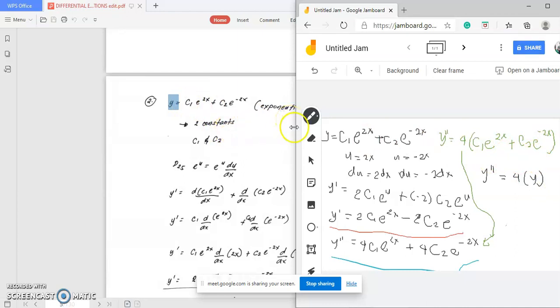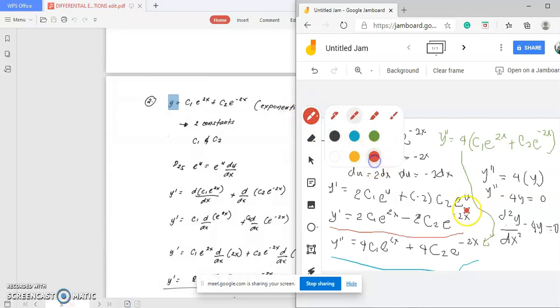Okay? So, therefore, we can simplify this further. You have, and equate it to 0, so y double prime minus 4y is equivalent to 0. And we know this is second order, so you have d squared y over dx squared minus 4y will be equivalent to 0.